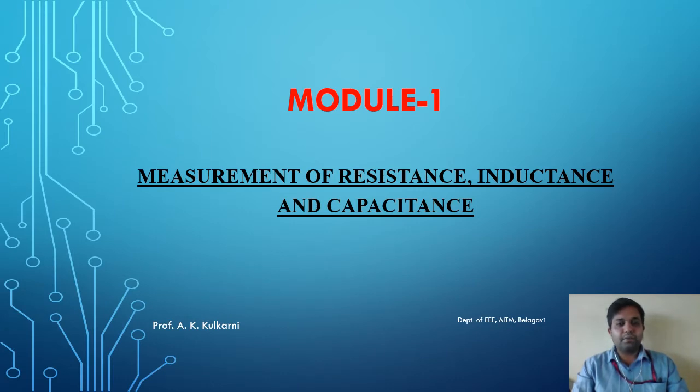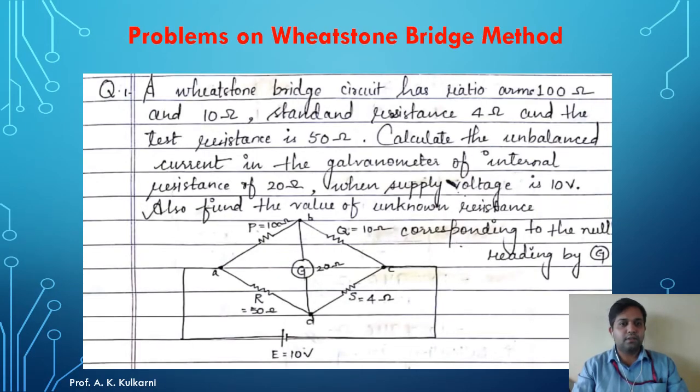So we already started with module 1, that is the measurement of resistance, inductance and capacitance. In this session we are going to solve some problems on the Wheatstone bridge method, which we already discussed in our previous sessions under both the balanced condition and the unbalanced condition. We studied in detail how the Wheatstone bridge behaves. In this session we are going to solve problems related to the Wheatstone bridge method for both balanced and unbalanced conditions.